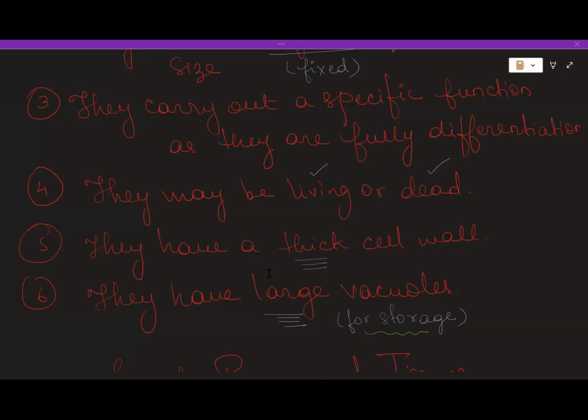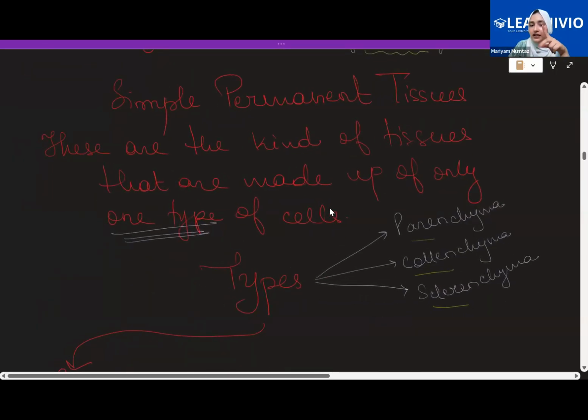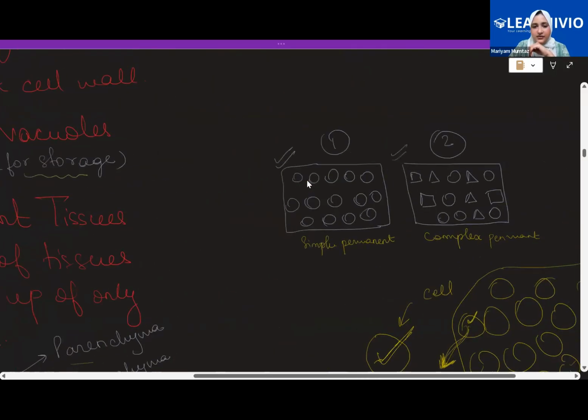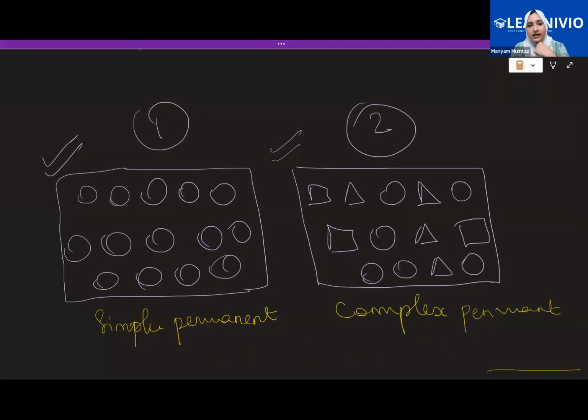Okay, now moving forward, this particular permanent tissue is further of two types, simple permanent and complex permanent. So the first thing that we are going to see is the simple permanent tissue. For example, if I show you these two drawings, can you tell me what is the difference between one and two? In the first one, it's made of only a specific type of particle, but the second one's made up of two different types of particles.